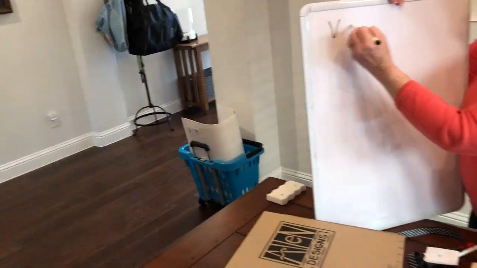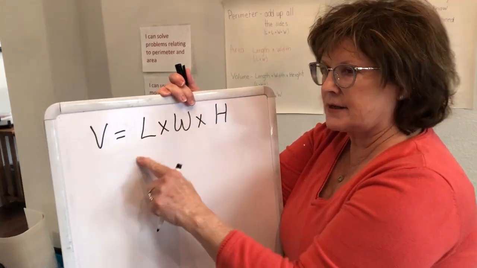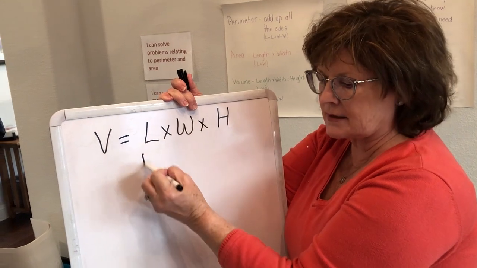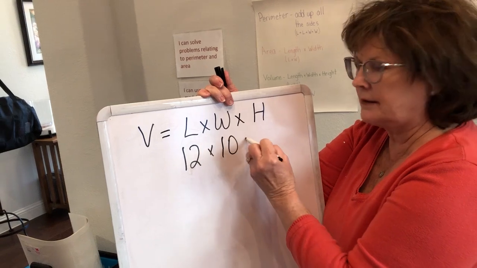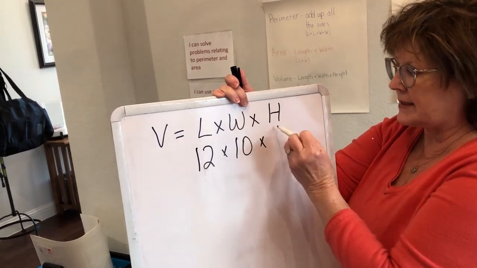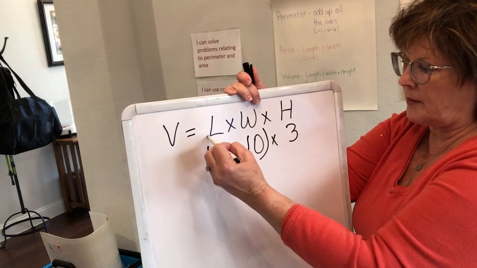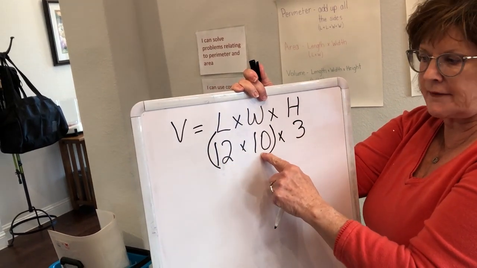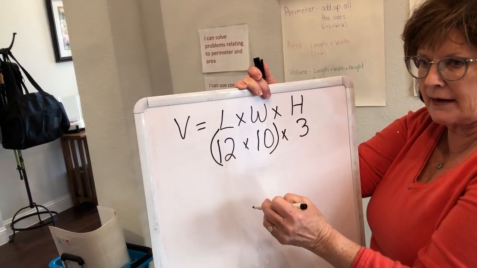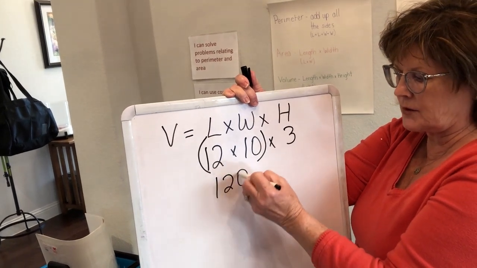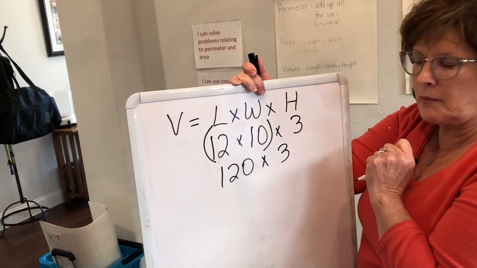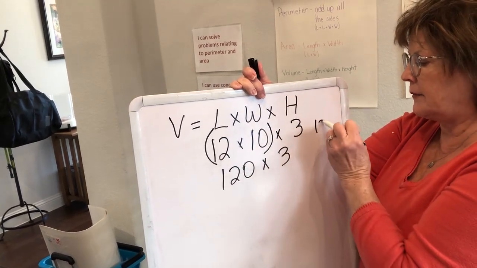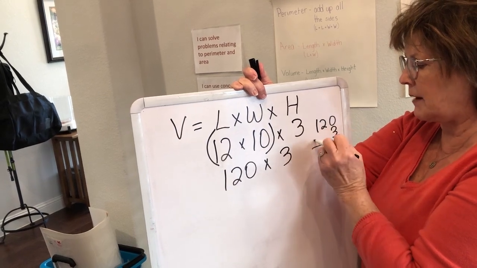So we say volume equals length times width times height. So we said the length, Elijah, that's correct, 12, times the width, Sarah, 10. Alexis, the height we said was 3. So if we want to find our base area, we can do length times width first. So 12 times 10, Ariana, that's correct, 120. And now we're going to multiply that times our height, which is 3.